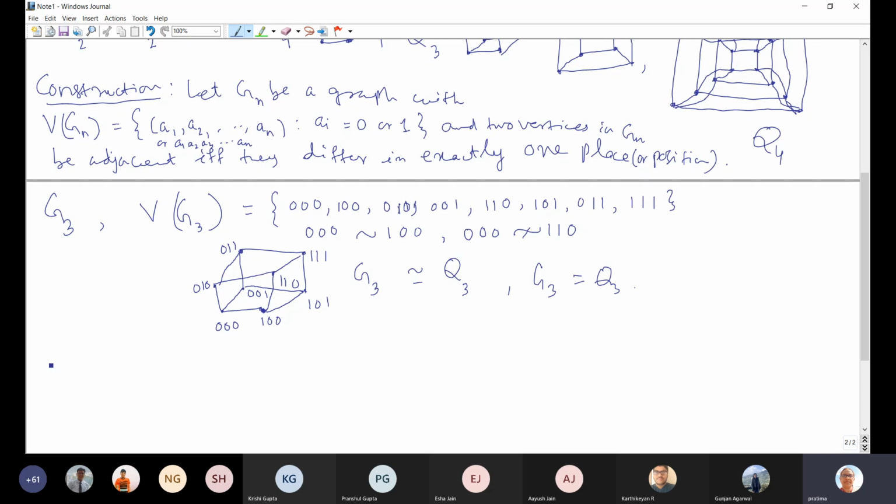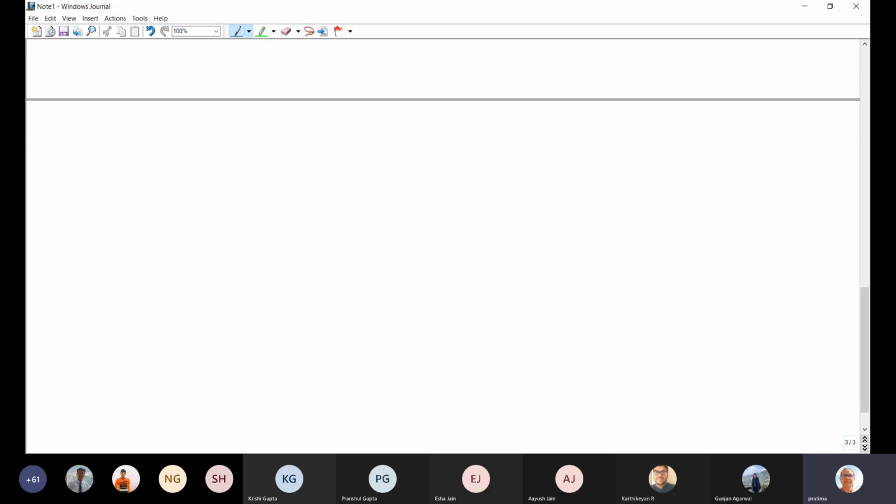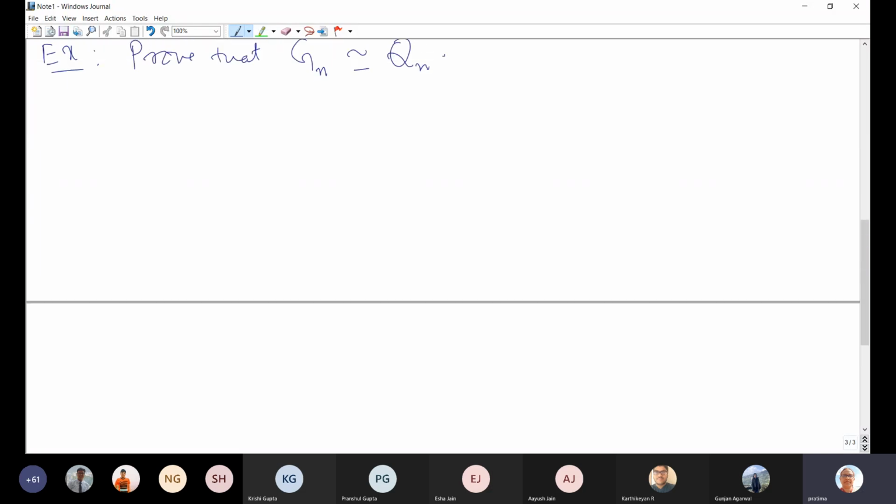So now in general, I'll leave this as an exercise for you: prove that this Gn we have constructed this way is isomorphic to the n-dimensional hypercube. So this is another way of defining the n-dimensional hypercube: consider strings of zeros and ones of length n, and two are adjacent if they differ in exactly one place.